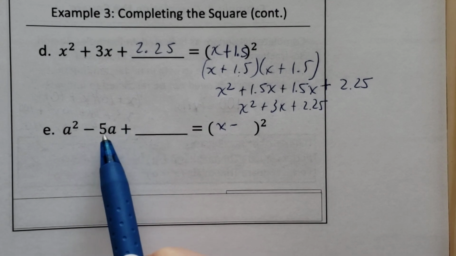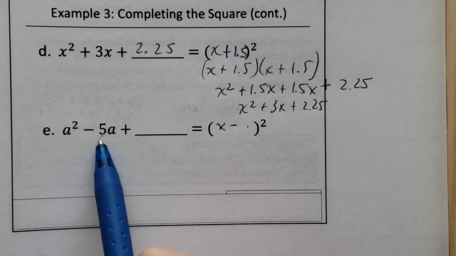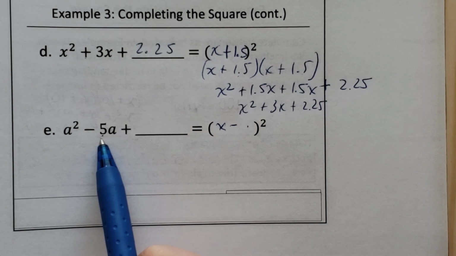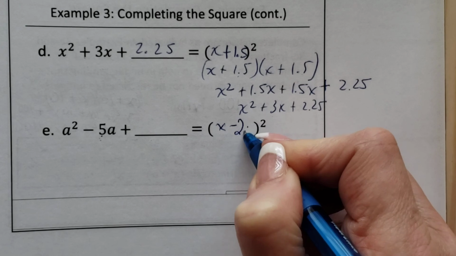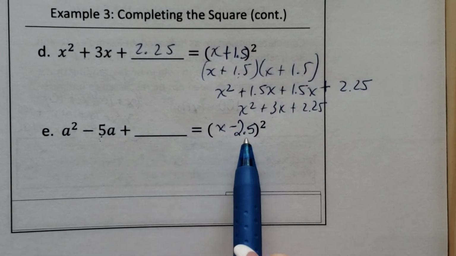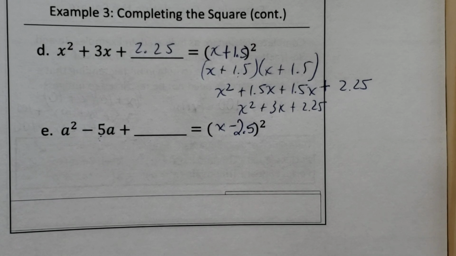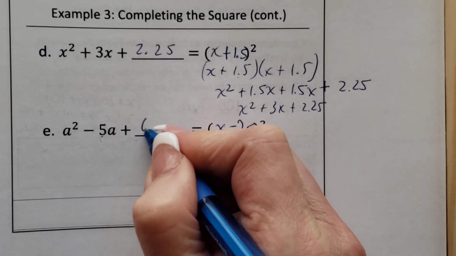All right, so to get from here to here, what do we do with this number? We half it. So half of 5 is 2.5. And then to get from here to here, we square 2.5. Or think of it as negative 2.5. If you square negative 2.5, you're still going to get a positive number because a negative times a negative is a positive. So when I square 2.5, I get 6.25.